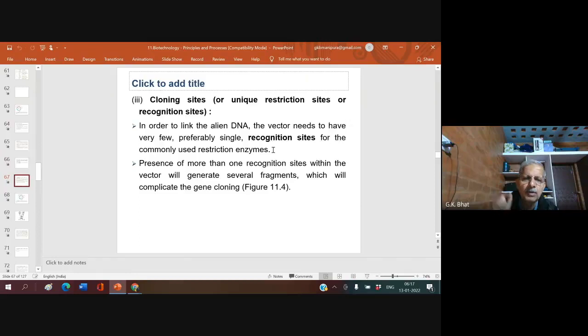Recognition site, what is it? Presence of more than one recognition site, also called a cloning site, inside the selectable marker. I'll make it very clear what the differences between all these are. Presence of more than one recognition site within the vector will generate several fragments, which will complicate gene cloning.